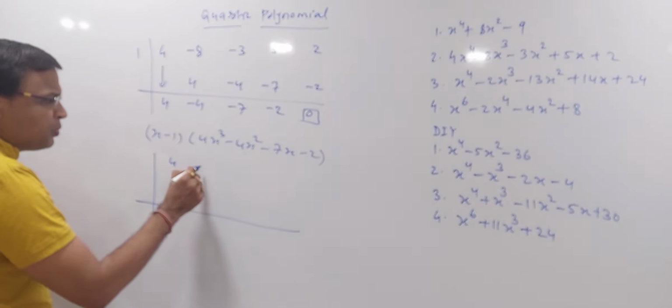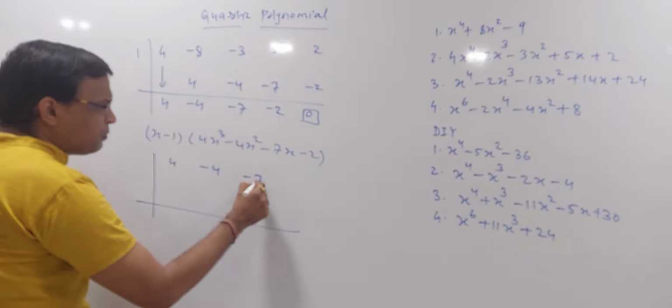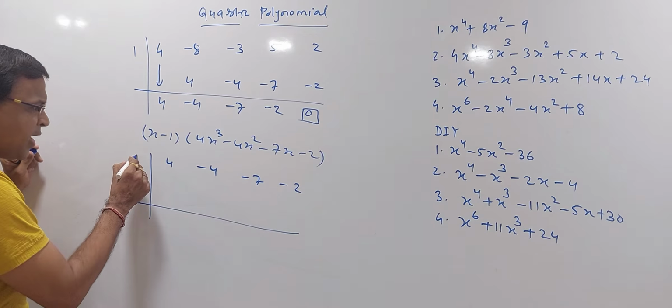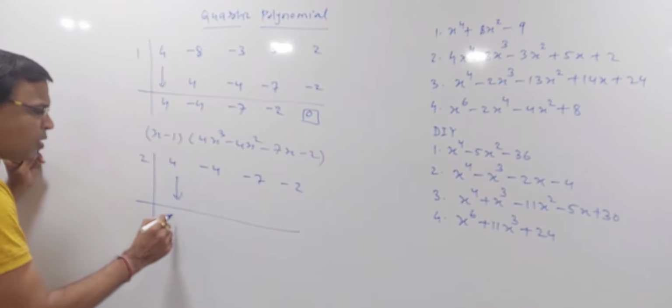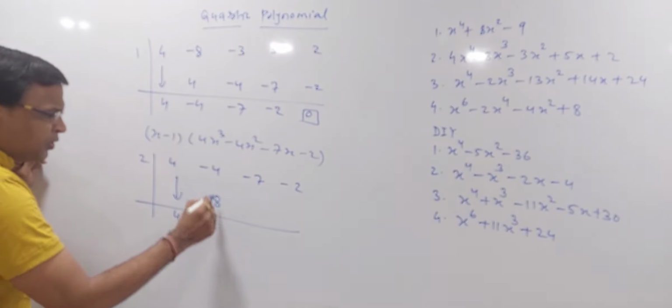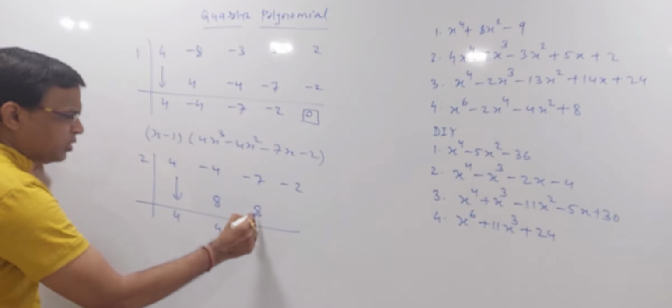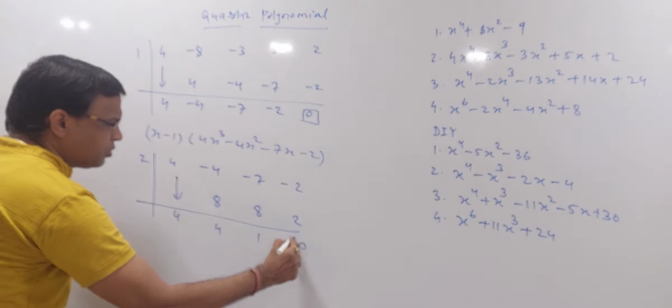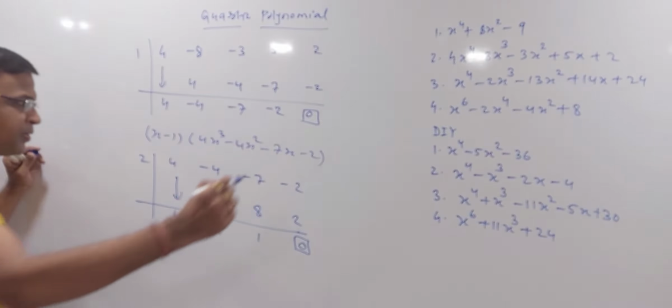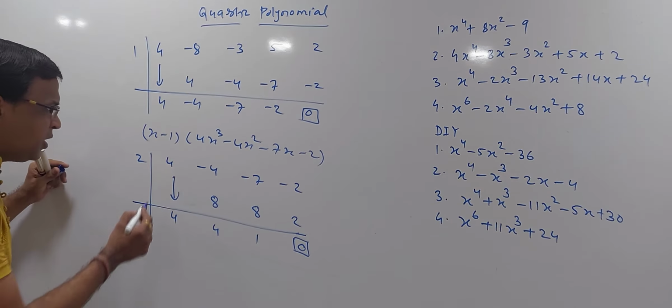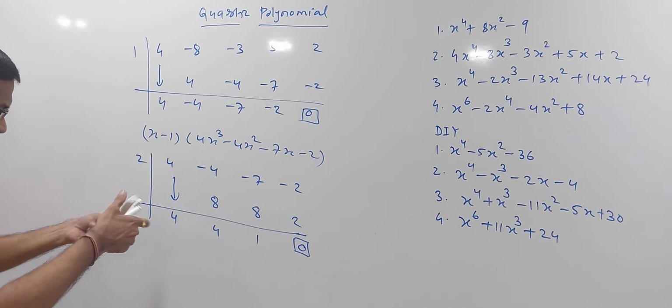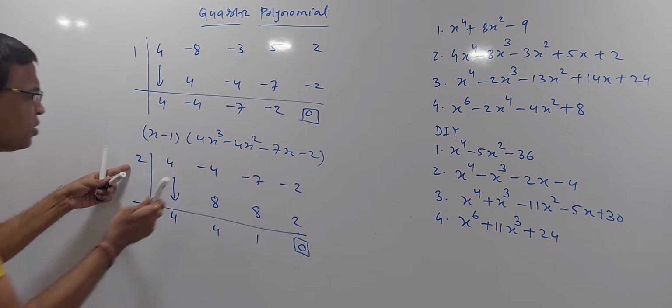So I will use the synthetic division method one more time. This time my coefficients are 4, minus 4, minus 7, minus 2, and here it is 2. So drop down 4, 4 2s are 8, it is 4, 4 2s are 8, it is 1, 1 2s are 2, it is 0. That's it. So ultimately, after x minus 1, my second factor is x minus 2.